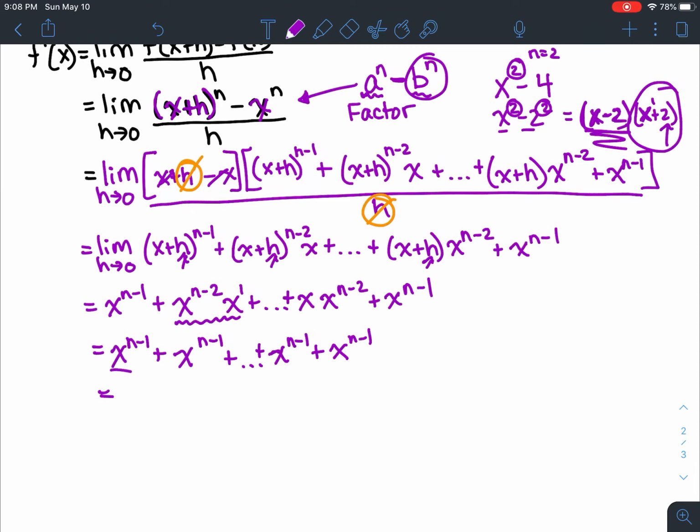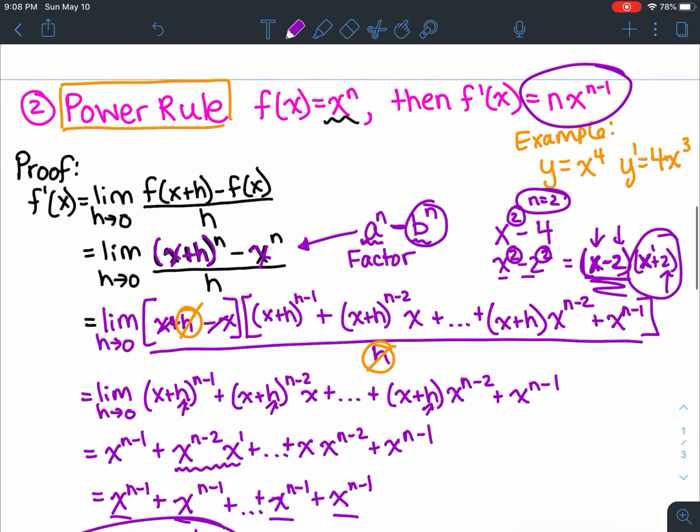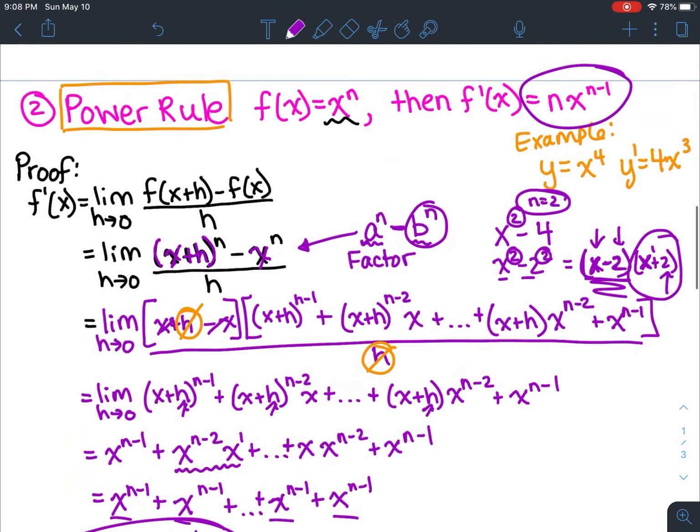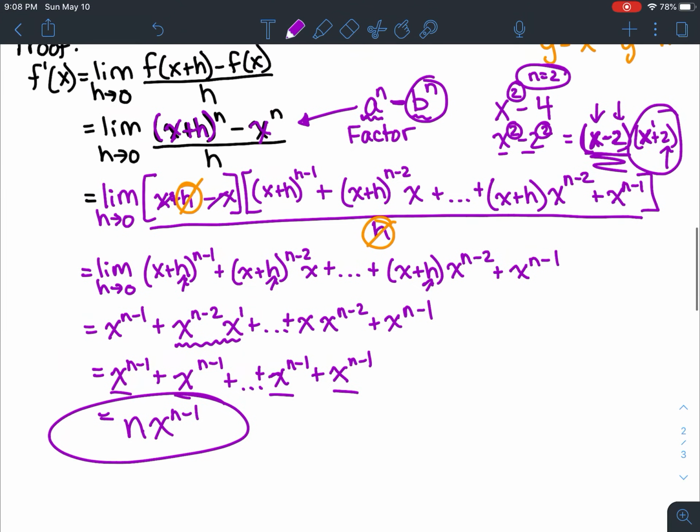And what you're seeing is we're just having a bunch of x to the n minus 1 terms. Turns out there are n number of terms. Just like in this case, when n was equal to 2, there were 2 terms in each bracket. So since we know that there are n terms, we can actually write it as n times x to the n minus 1. So there you go. We have proved the power rule, although it is quite a complicated proof. It's kind of a weird one.